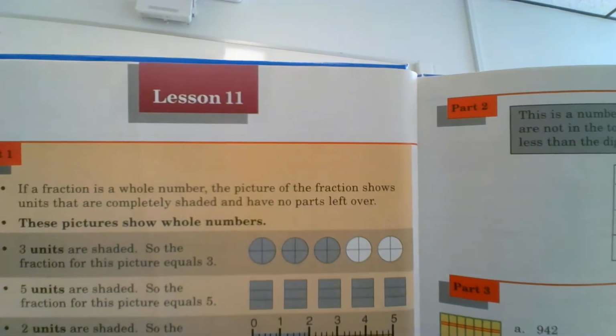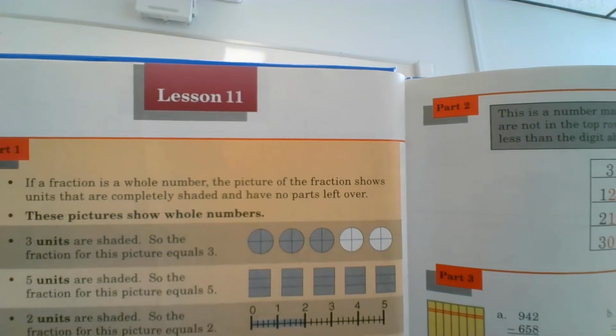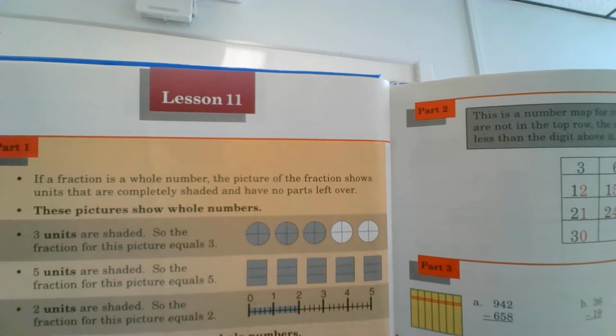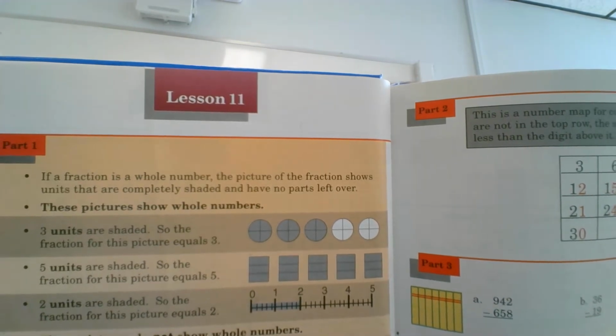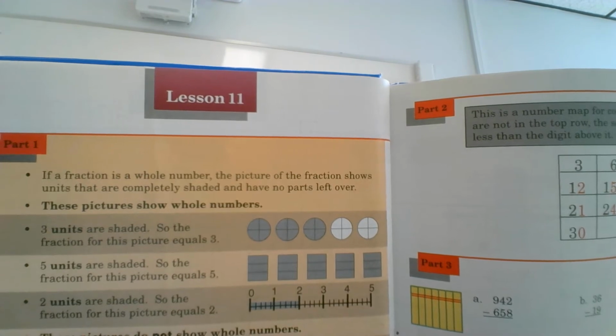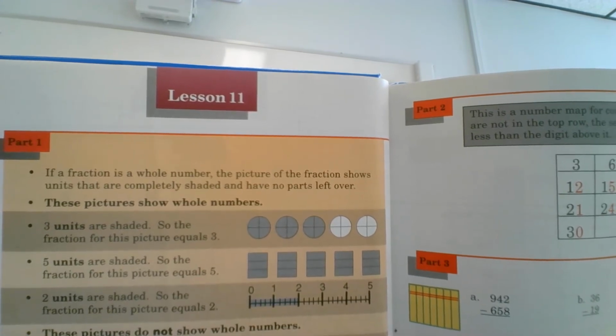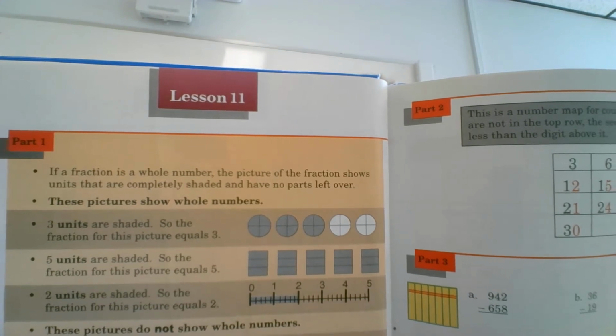Three units are shaded. So the fraction for this picture equals 3. Next picture, 5 units are shaded. So the fraction for this picture equals 5. Next picture, 2 units are shaded, so the fraction for this picture equals 2. The rest of the pictures do not show whole numbers.